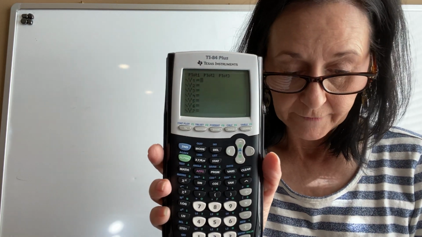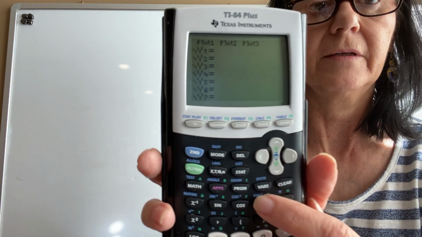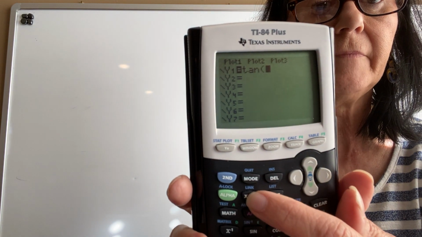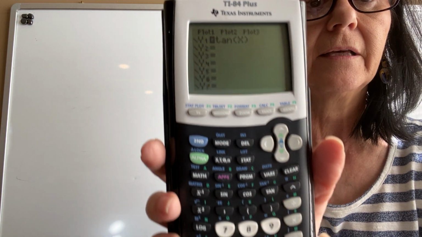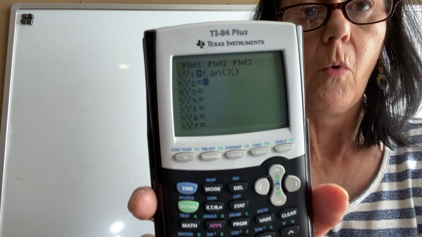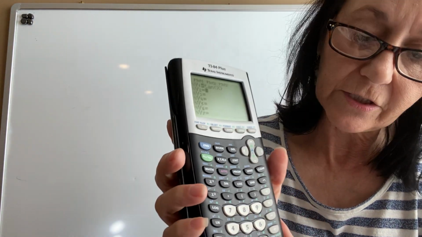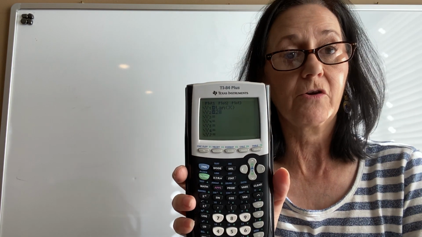Y sub 1, in example 1, is tan x. You just do tan, here's your x, and close your parentheses and hit enter. And then, making sure I did that right, y sub 2 is going to be 2. So let's think about what this is going to look like. The first curve is going to graph the tangent.